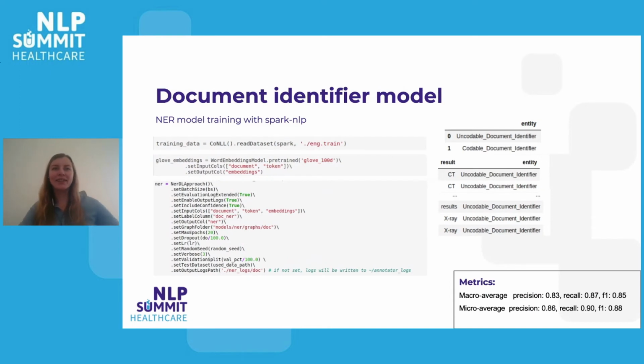Okay, so here I'm going to speak about how we can train an NER model with Spark NLP. We used this model to extract the codable and uncodable documents, which are the entities we're going to extract from the model. To train the model, we first need to form the CoNLL file, and then we add it to the NerDL approach to train the model.